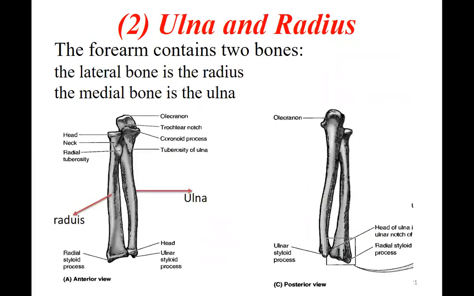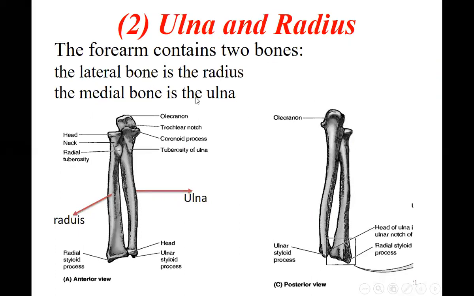So now coming to the radius and ulna, two important bones of the forearm. This is called the ulna and this is the radius. This is the front view, this is the back view. The forearm contains two bones.